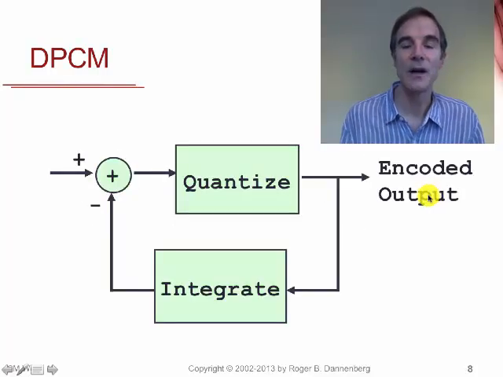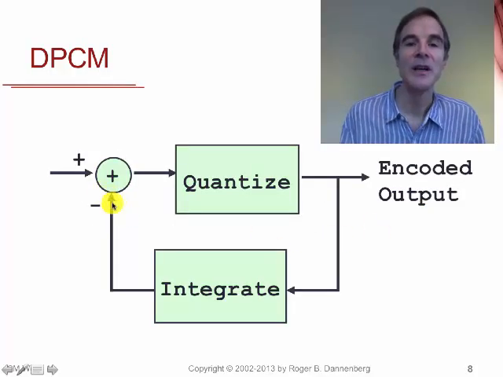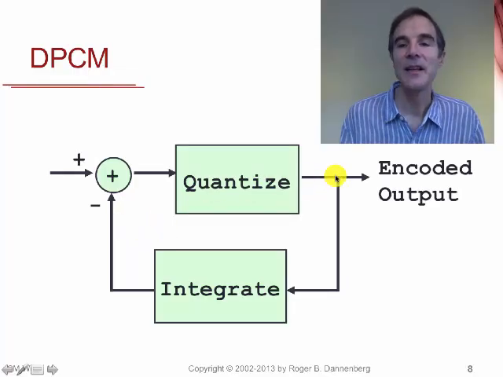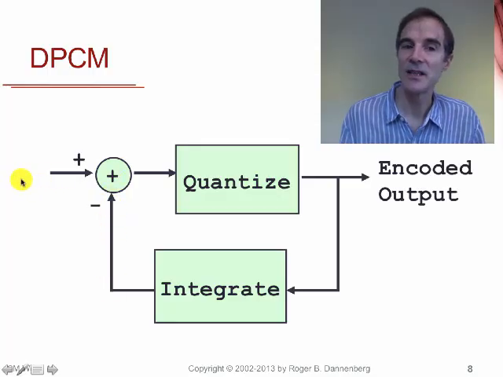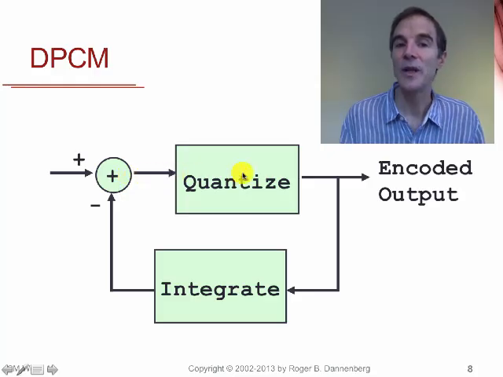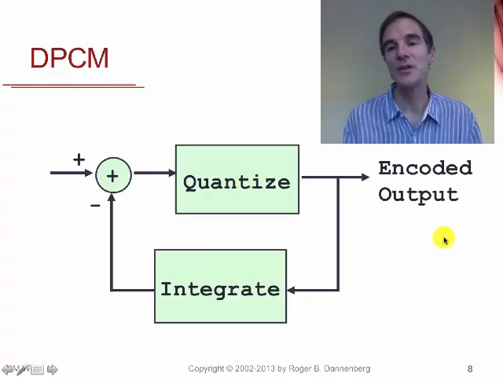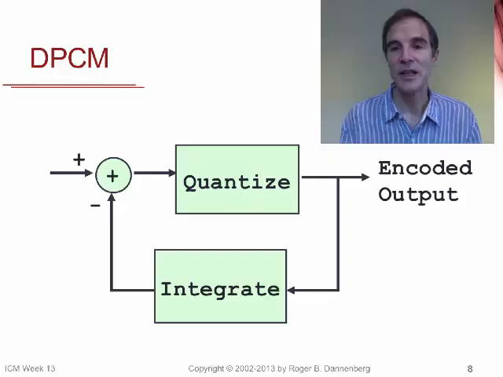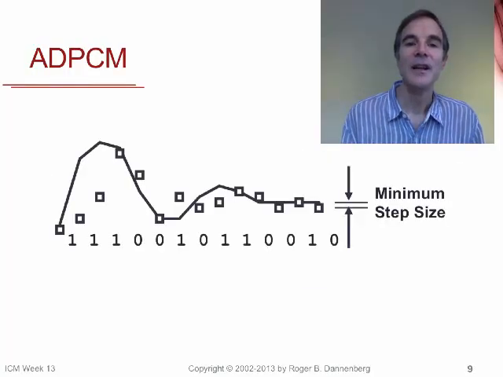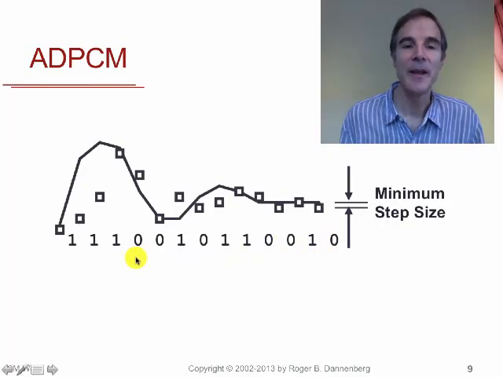And here's a flowchart for how we do this encoding. We take the output and integrate it to reconstruct the signal, and we compare this reconstructed signal to the incoming signal, and whenever we are too low, we output a 1. Whenever we're too high, we output a 0. So that's what the quantization step does, it just decides which direction we should go to more faithfully encode the input. Here is the ADPCM example.